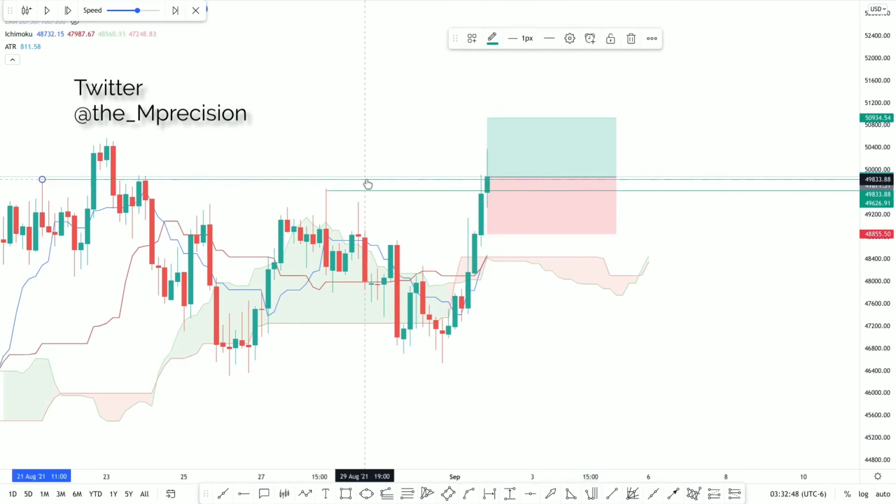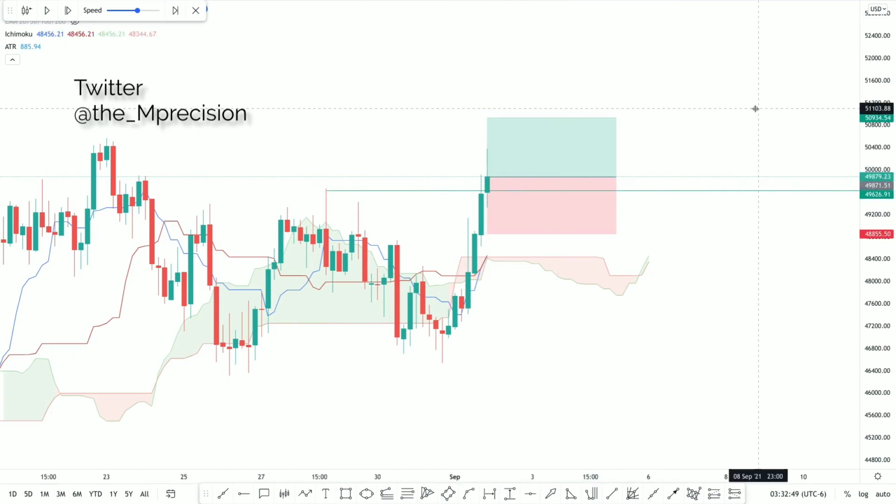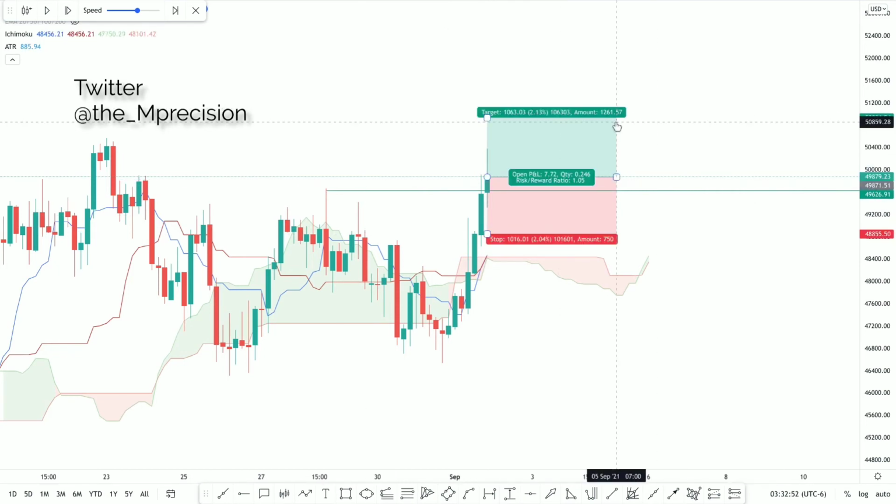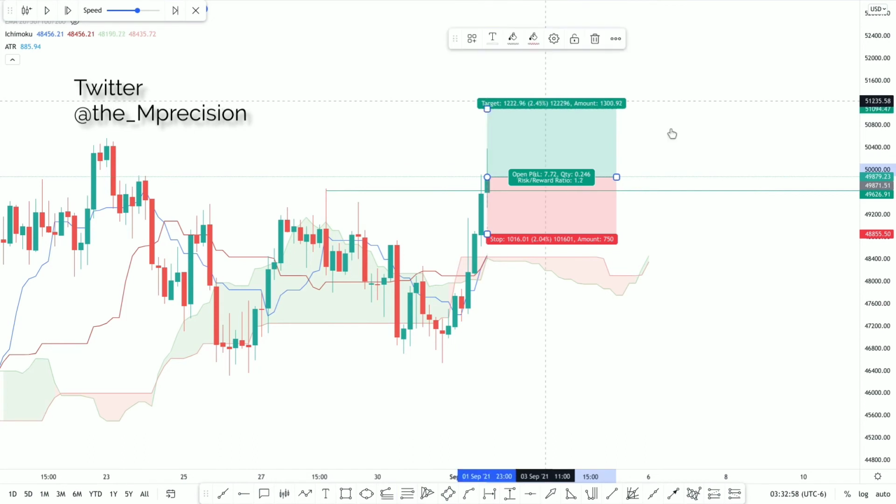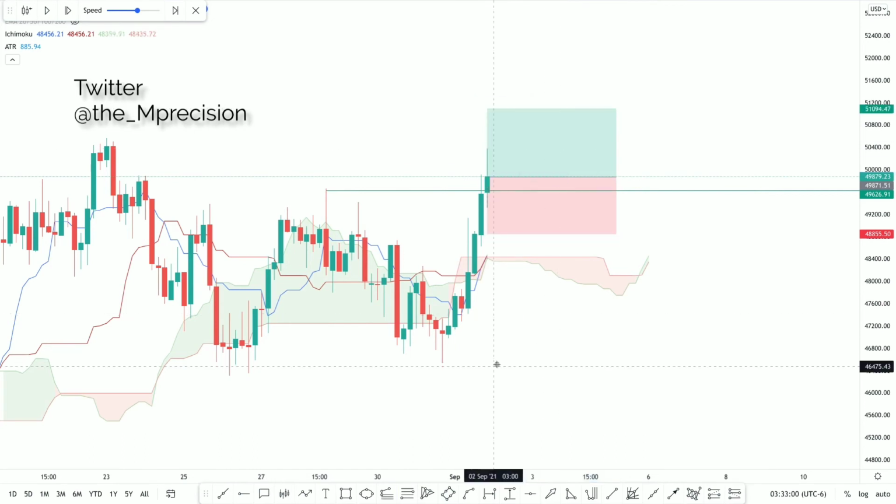I will remove this as resistance and I'll keep this. And what else? Yep, and my risk to reward is 1.05. I'm going to increase this to 1.2. So let's play it out and consider all the examples.